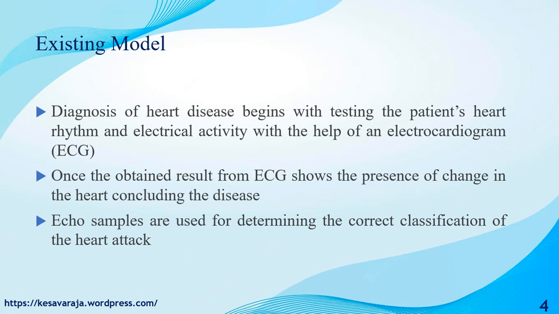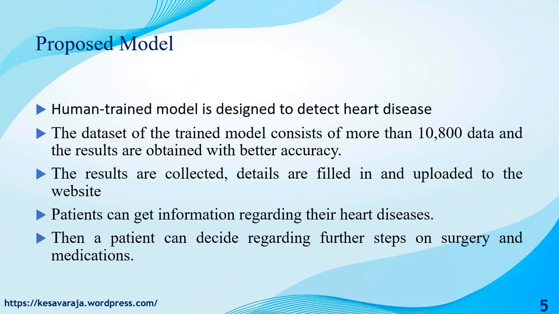In the existing model, diagnosing heart disease begins with testing the patient's heart rhythm and electrical activity with the help of electrodes, the ECG. Once the result is obtained, the ECG shows the presence of change in the heart, concluding the disease. Echo samples are also used to determine the correct classification of heart attack. But in the proposed model, a machine-trained model is designed to detect heart disease. Here the data set comprises around 10,800 records, and the result obtains a better accuracy.